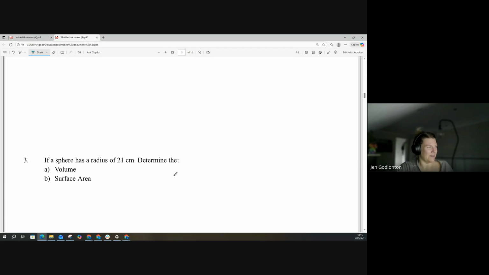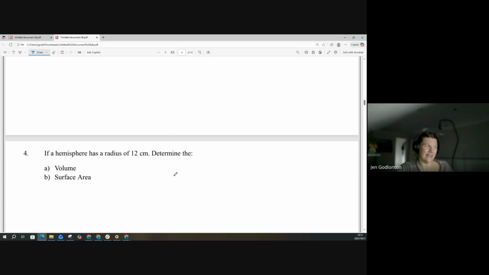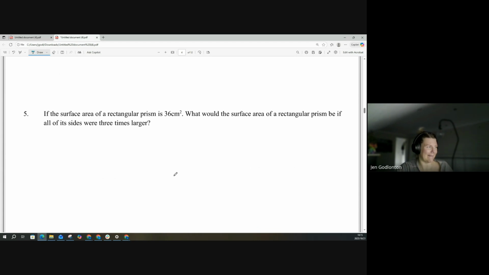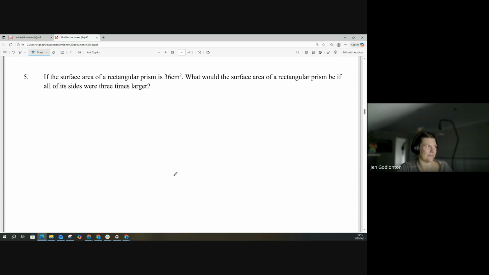Which one do we want to do? Oh, spheres. How are we feeling with spheres and hemispheres? Let's try this one. I will go back to the cone. First, we're going to do this one, and then we'll go to the cone. I didn't want to scare you with scary shapes this evening.